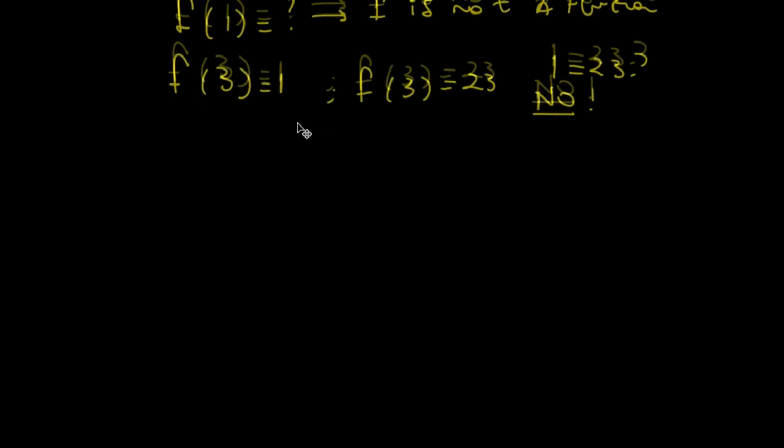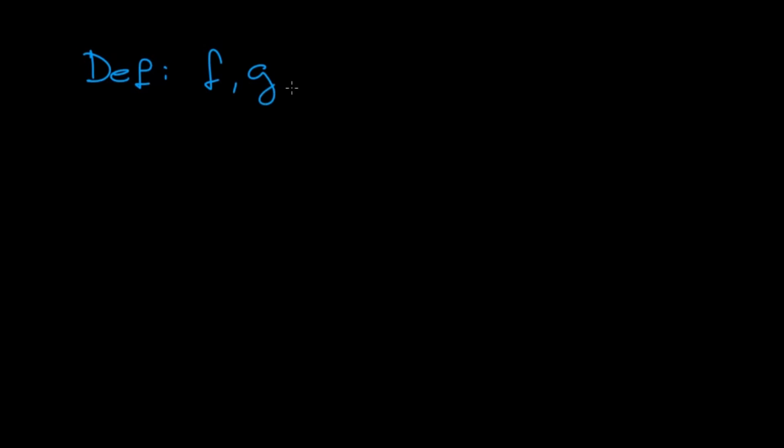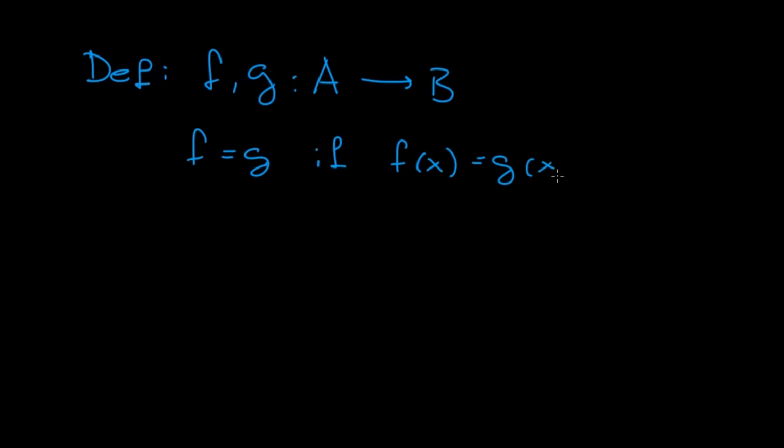Let's now say, it's a pretty simple definition, but I wanted to be clear, so I'm going to write it. So another definition. We're going to say we have two functions, f and g, and they both go from A to B, where A and B are any set. And I'm going to say that f equals g if f of x equals g of x for every x in A.